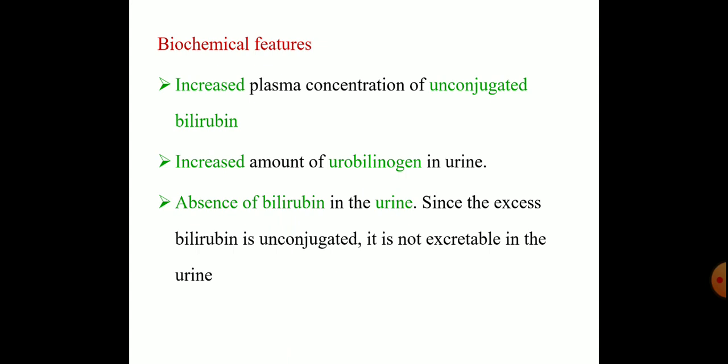Biochemical features of hemolytic jaundice or prehepatic jaundice are increased plasma concentration of unconjugated bilirubin, increased amount of urobilinogen in the urine, and absence of bilirubin in the urine. Since the excess of bilirubin is unconjugated, it is not excretable in the urine.